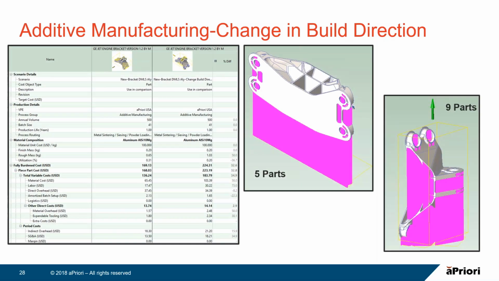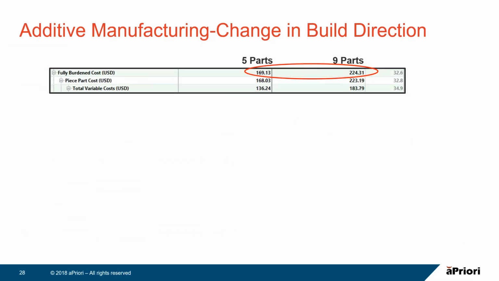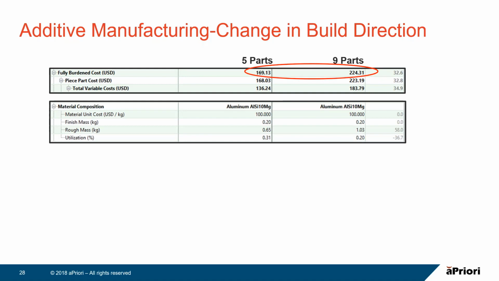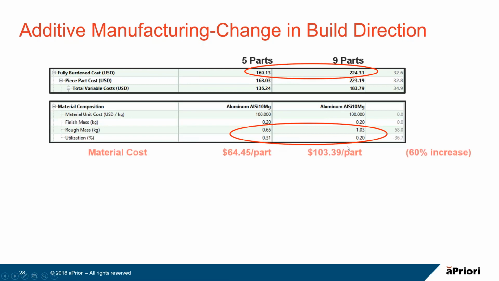So the scenario was changing the build direction so that we've got 5 parts, and now we've got 9 parts. So what we can see is that the cost has actually gone up. It's gone up from $169 to $224, so that's about a 32.6% increase. And starting with our material cost, the finished mass is still the same, 0.2 kilograms, but again, we see that the rough mass has gone up. It's gone up from 0.65 to 1.03, and our material utilization has dropped from 31% down to 20%. So the material cost has moved from about $64 per part to $103. That's a 60% increase.